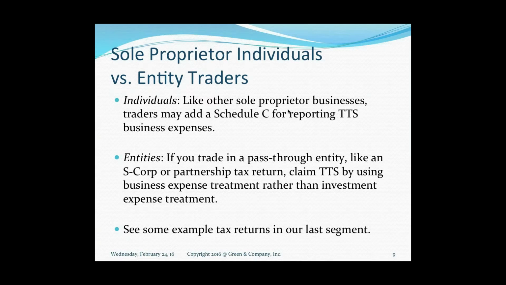Now, if you trade in an entity account, and you have to trade in the entity account, you can't just have an entity and trade in an individual account. If you trade in a pass-through entity like an S-Corp or a partnership tax return, you claim trader tax status by using business expense treatment on the 1120S for the S-Corp or the 1065 for the partnership. And you don't use investment expense treatment, which you would put on the Schedule K-1 as a pass-through item.